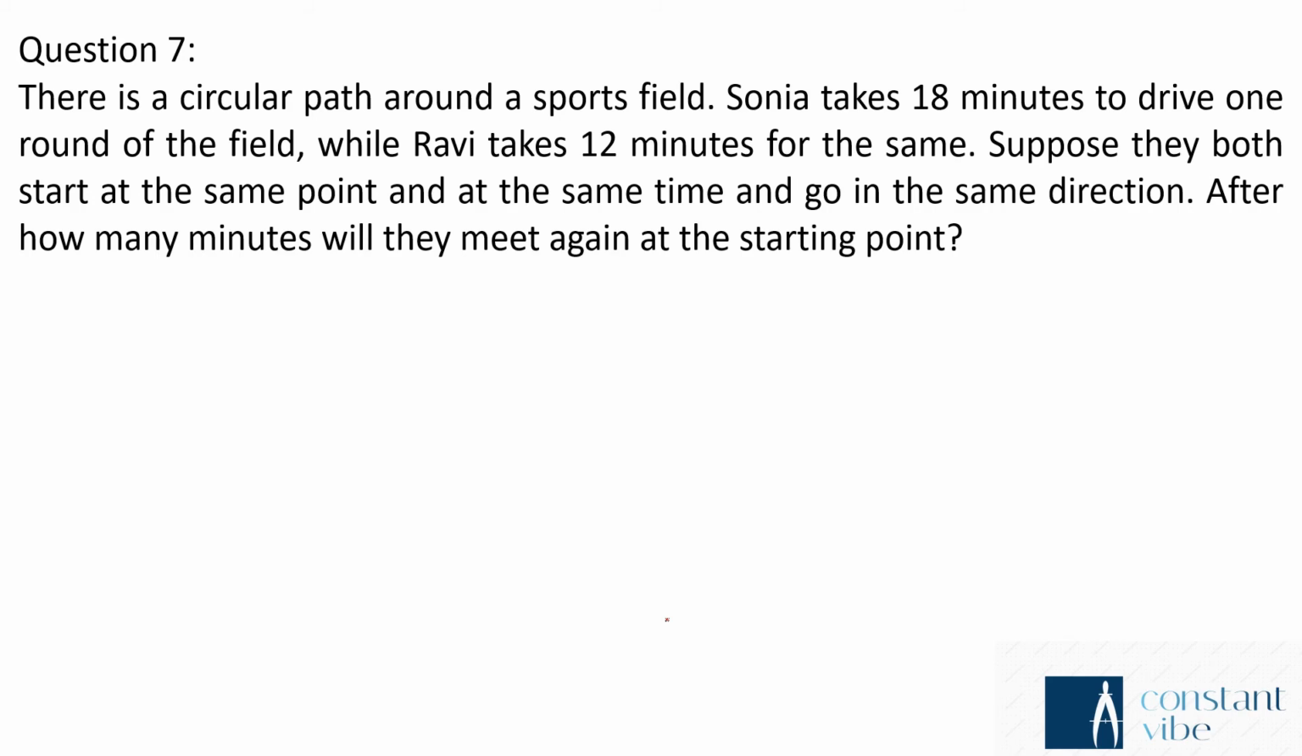Next question 7. There is a circular path around a sport field. Sonia takes 18 minutes to drive one round the field, while Ravi takes 12 minutes for the same. Suppose they both start at the same point at the same time and go in the same direction. After how many minutes will they meet again at the starting point? So in a circular way, both Ravi and Sonia start to run from here, but they have taken 12 minutes and 18 minutes.